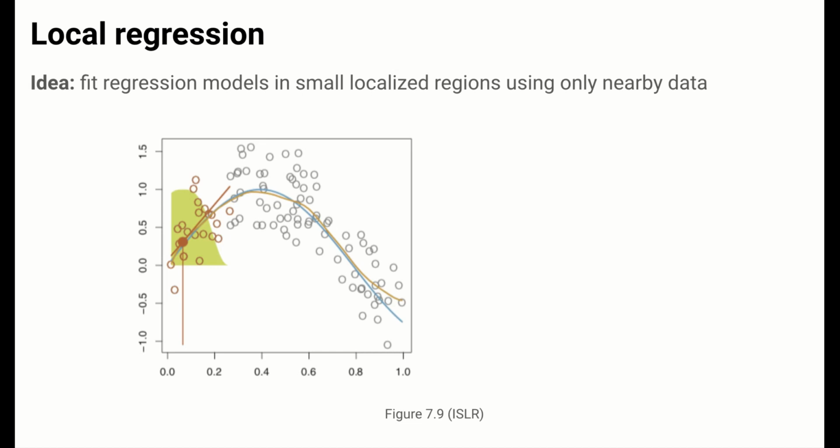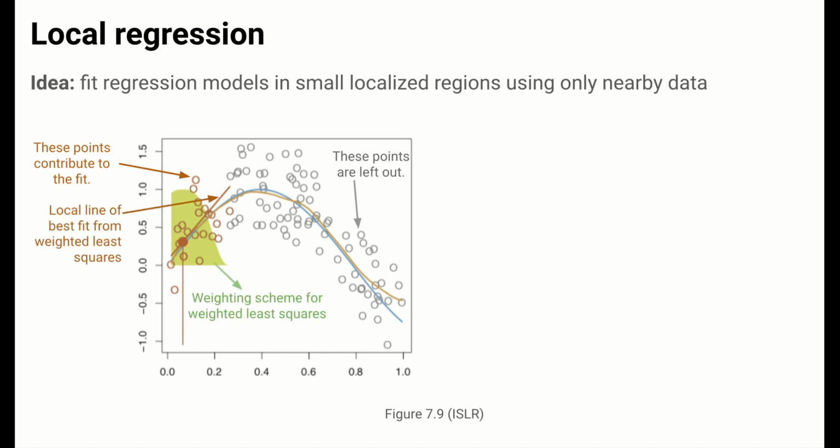The idea behind local regression is to fit regression models in small localized regions of the predictor, using only a nearby subset of the data to do so. In this figure, the local regression method is trying to make a prediction at about x equals 0.05. We see that the dark orange points are contributing to a local fit at this point, and the gray points are left out.